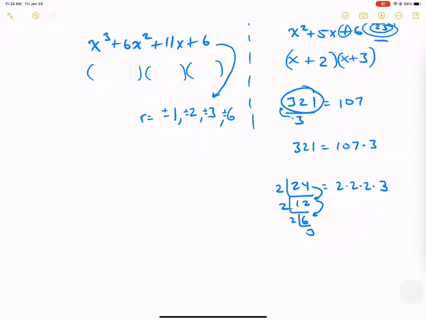So this is our hint. We're going to end up with a 0 remainder when we do synthetic division. So let's go ahead and demonstrate what we're going to do today, right now.